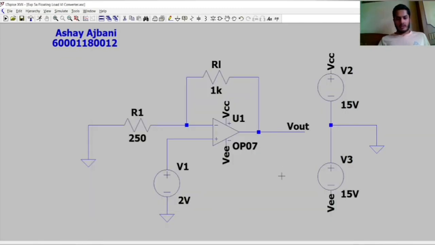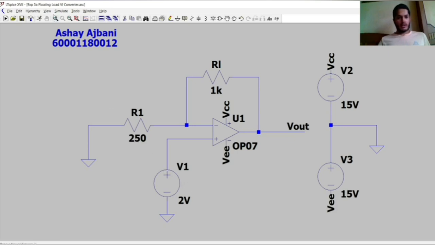Now this is the schematic for a floating load V2I converter, and similar to the grounded load, the current across the load resistance should be constant. I have set the load resistance value to 1 kilo ohm, and according to our V2I requirement, I have set the value of this resistor as 250 ohm, so that we can get a 4 milliampere current at the output when the input voltage is 1 volt.